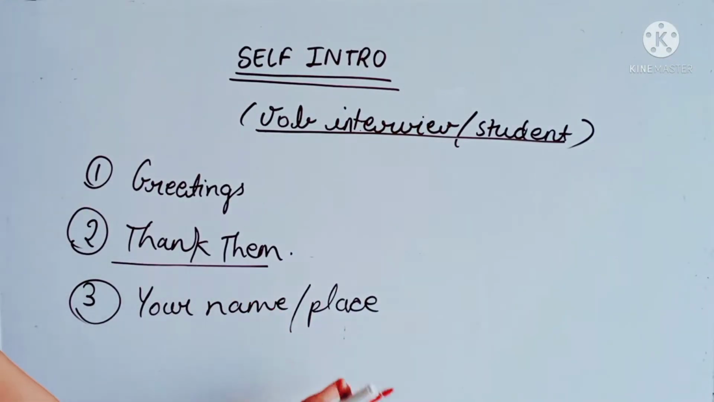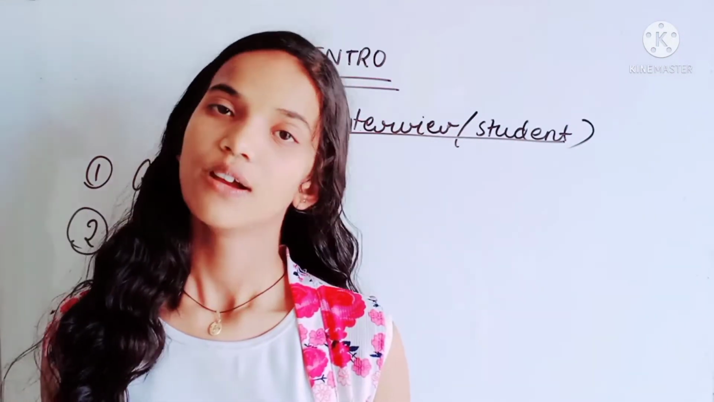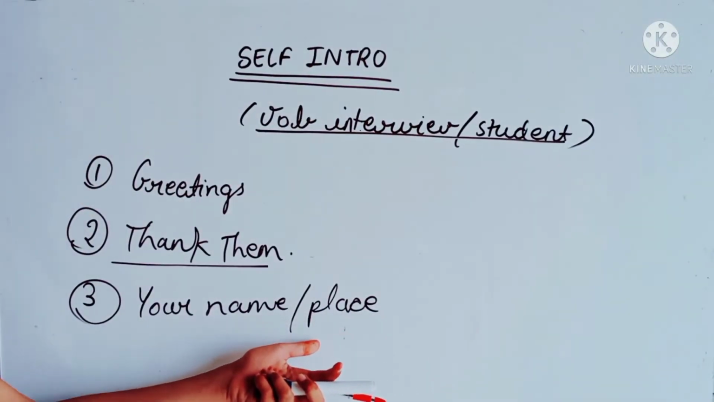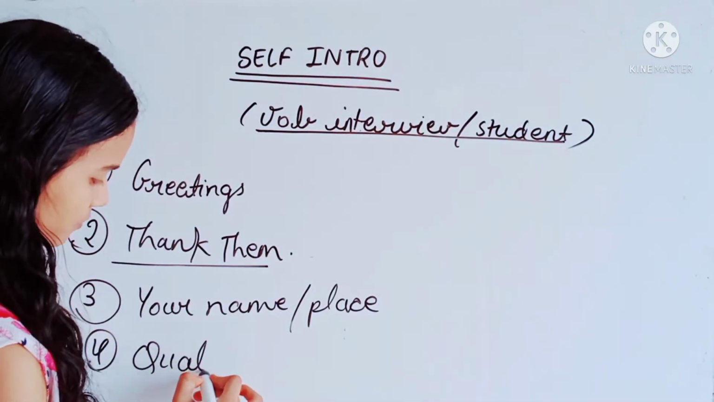Then you have to tell them about your place. What is the meaning of place here? Place refers to where you belong from. Any place where you belong from comes into this place portion. Then name, your place. Then after that, you have to tell them about your qualifications.